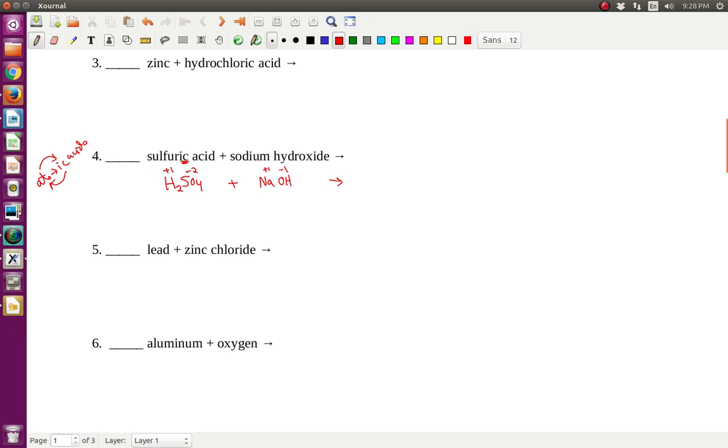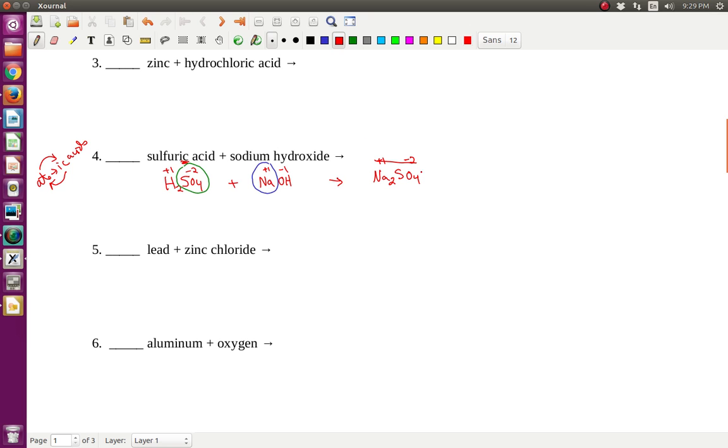Well, we have a couple and a couple, and they're going to switch partners. Remember that? So the positive is going to go with the other negative, and this positive is going to go with this negative. So let's start off with that. Sodium, Na, goes with SO4. SO4 is a -2 and sodium is a +1, so we swap and drop, put the 2 down here, and that's all we have to do.